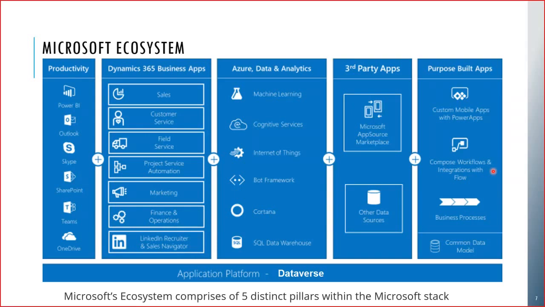How are these things connected? If we look at the Microsoft ecosystem, it is based on five distinct pillars within the Microsoft stack. One is productivity, second is business apps, then Azure and data analysis, third-party apps, and then the purpose-built apps. If we talk about business applications, these are the main focus today: sales, customer service, field service, and going forward, finance and operations. These are all business applications.